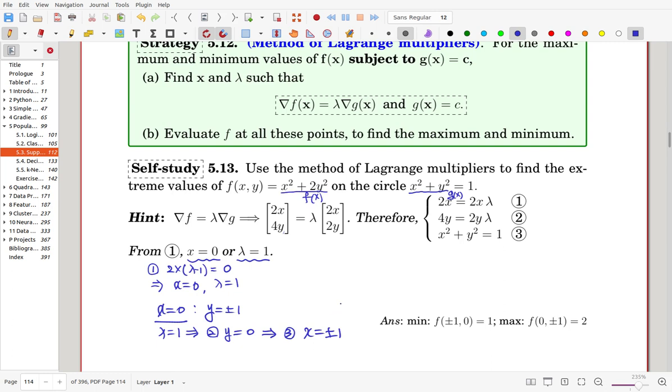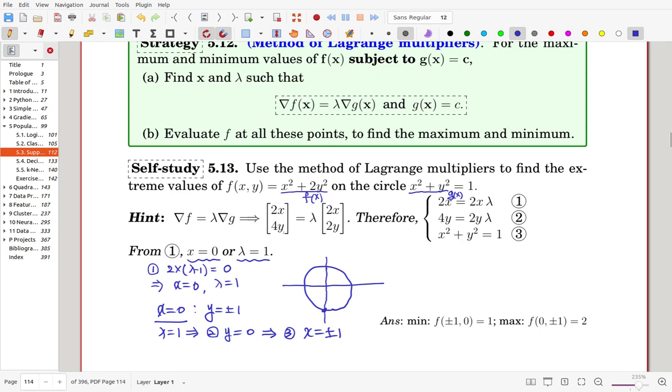So eventually, the points we have to consider are the points on the circle. You have to find the points on the constraint. Here it indicates that once x equals 0, then y is plus or minus 1.